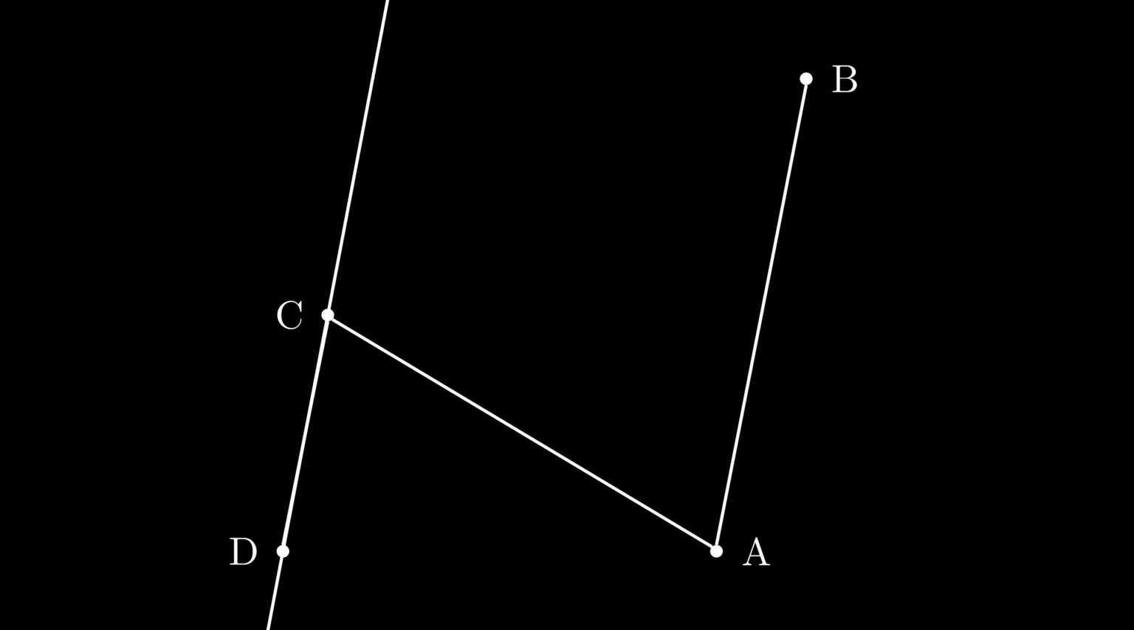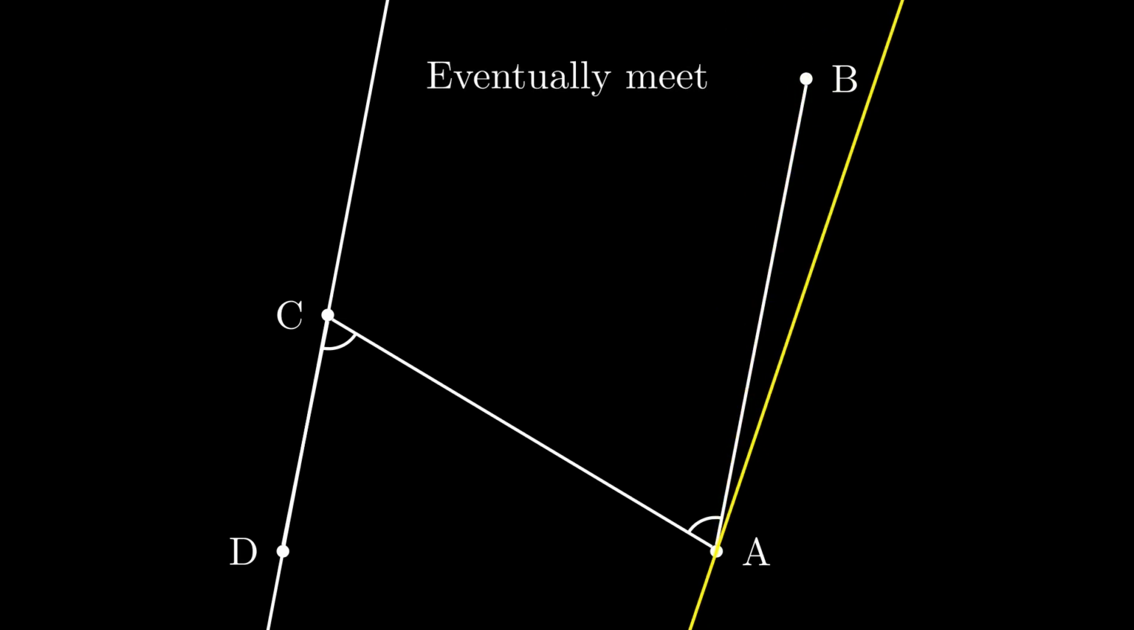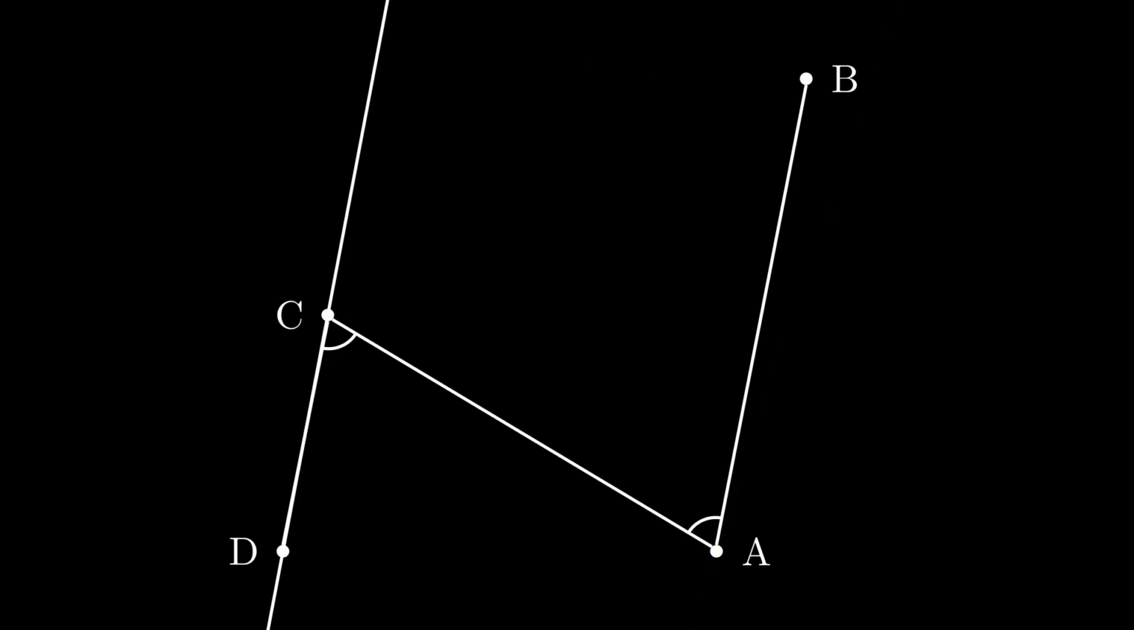Now, take a look at angles BAC and DCA. I claim that these angles have to be congruent. Why? If they aren't congruent, then these two lines wouldn't be parallel, which is to say, they would eventually meet at some point if they were extended infinitely long. So, the size of angle DCA is the same as the size of BAC, which is to say that the size of angle DCA is alpha.